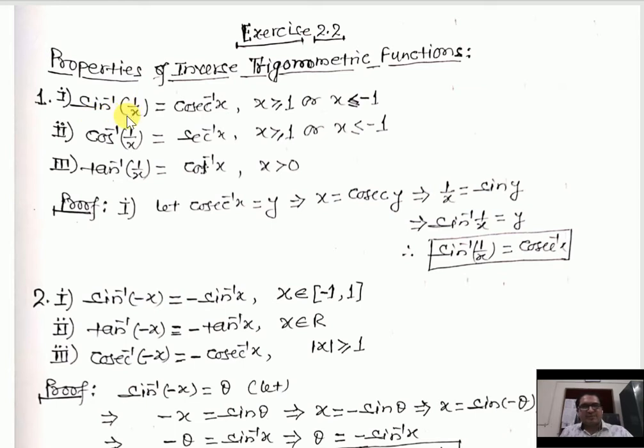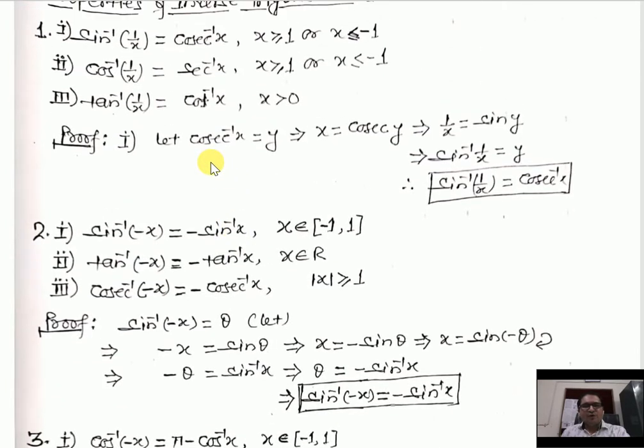Sin inverse 1 upon x is equal to cosec inverse x. The range is also given over here. Cos inverse 1 upon x is equal to sec inverse x, and tan inverse 1 upon x is equal to cot inverse x. How will you get one result, I have proved. Cosec inverse x is equal to y, so x is equal to cosec y, and then taking the reciprocal on both sides, 1 upon x is equal to sin y. Then sin transposes to this side, meaning you are multiplying with sin inverse on both sides, so sin inverse 1 upon x is equal to y. So sin inverse 1 upon x is equal to cosec inverse x.